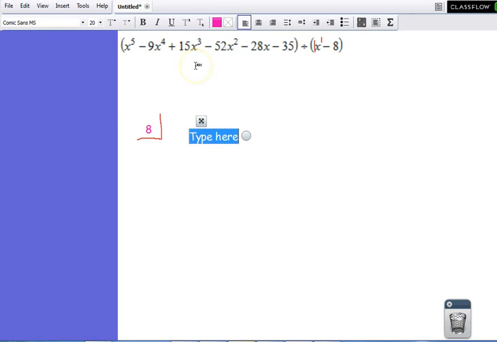Now, what are my coefficients going to be? Well, the coefficient of x to the 5th is 1. The coefficient of x to the 4th is negative 9. The coefficient of x to the 3rd is 15. The coefficient of x squared is negative 52. The coefficient of x is negative 28. And the coefficient of the constant term is negative 35.